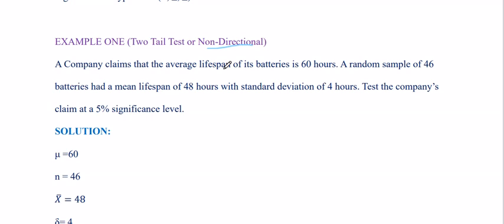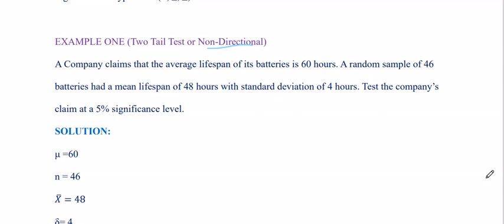Now the company was sure about the lifespan of its battery that is produced. That is, it said that the lifespan of its battery is 60 hours. Now, a random sample of 46 was taken out of a population of the batteries produced, in which, after testing the lifespan of each battery, they found that the majority of batteries now fall at 48 hours as their lifespan, with a standard deviation of 4.